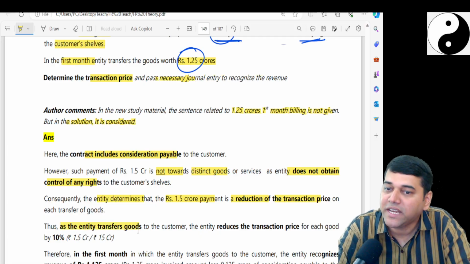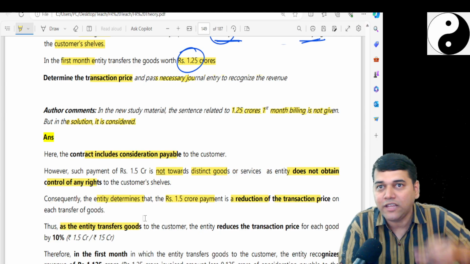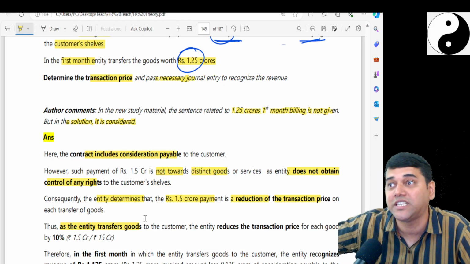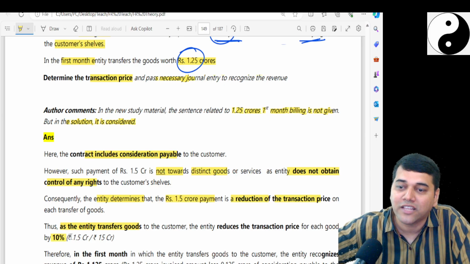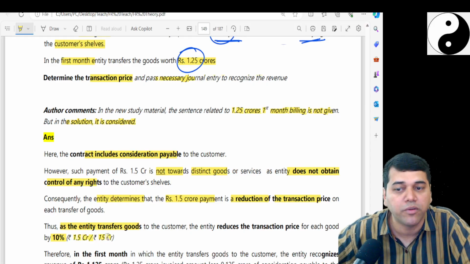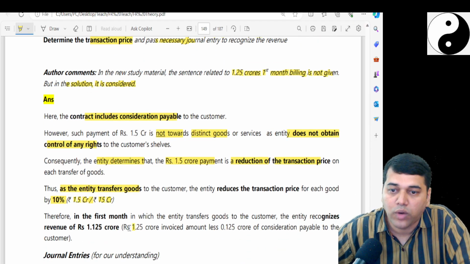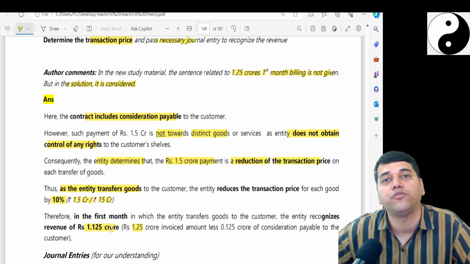Thus, how much every time you need to reduce? Because you did one time only 15 crore, you didn't sell. You are selling on a staggered basis. Why? Because it is a performance obligation satisfied over time, a series of distinct goods over a period of time. That's why you transfer 10% every time, which is nothing but 1.5 divided by 15. And in the first month, when the entity transfers 1.25, you will recognize 1.125 crores as your revenue.